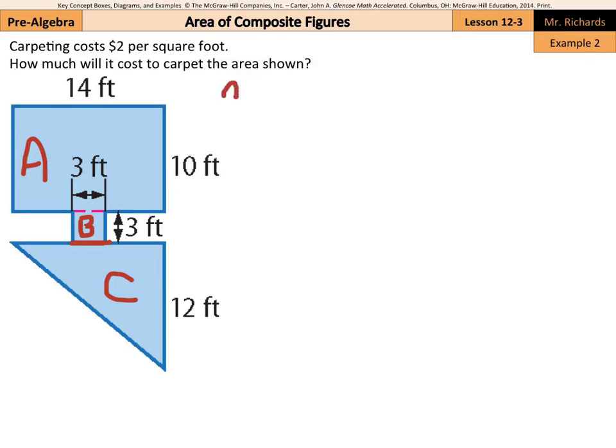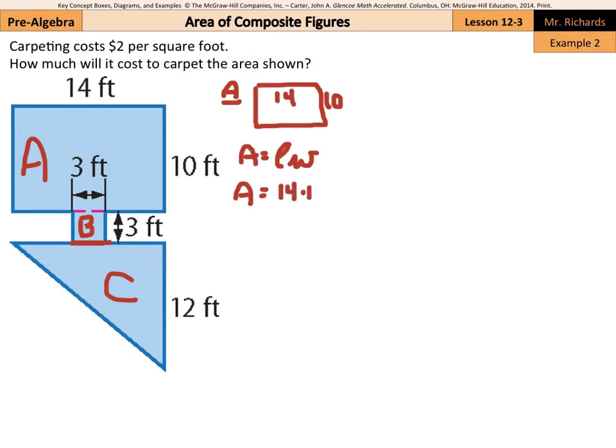So for shape A, now on your own you could always just redraw these so that you can say, okay, this is 14 and this is 10, so my area is going to be length times width for this rectangle. Area is going to be 14 times 10, and 14 times 10 is 140 feet squared.